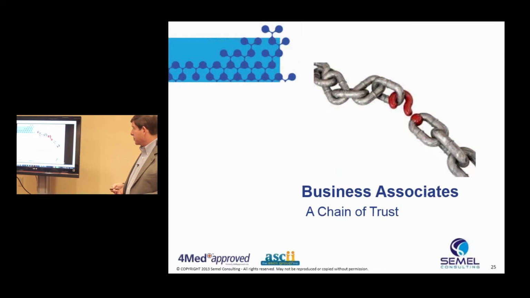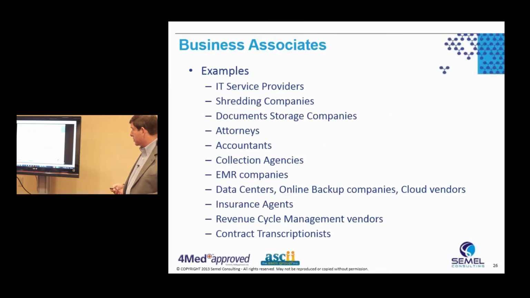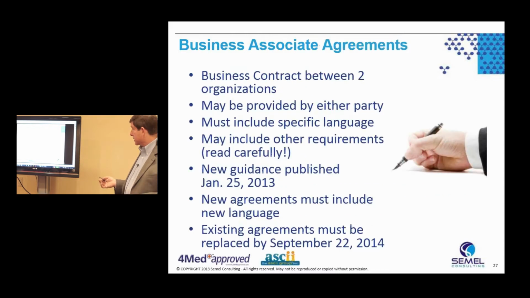So now let's talk about business associates, a chain of trust. Examples: IT service providers, shredding companies, EMR companies, accountants, attorneys, data centers, insurance agents, contract transcriptionists. In our hospital, for example, we didn't have in-house transcriptionists. They contracted with a service and we sent voice files out to people who transcribed them and sent them back. This is one of those true work-at-home businesses.